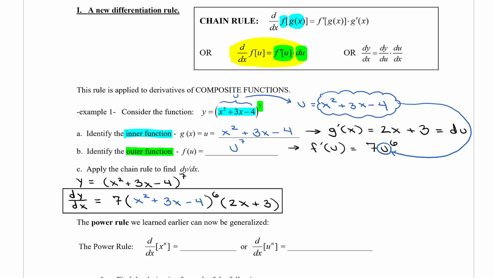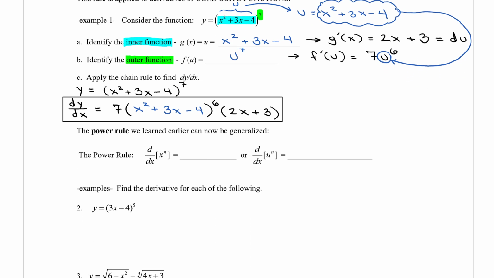The power rule we learned earlier can now be generalized to the following.